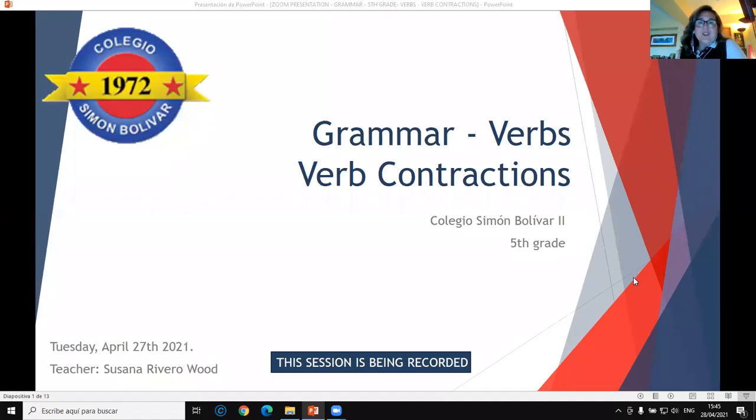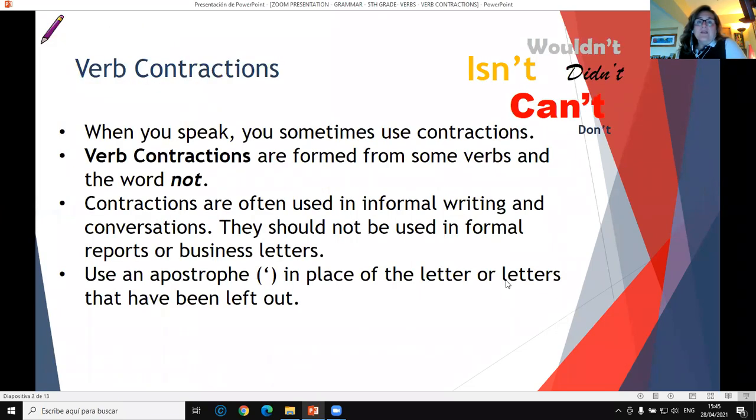Hi guys, today we're going to talk about verb contractions. When you speak, sometimes we all use contractions. Verb contractions are usually formed with some verbs plus the word not. They are used in informal writing and conversations. They are not to be used in formal reports or business letters.